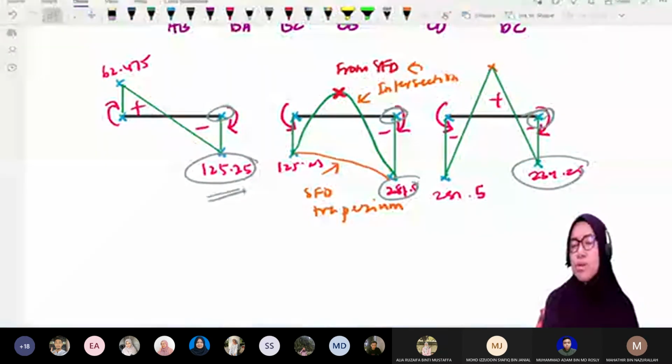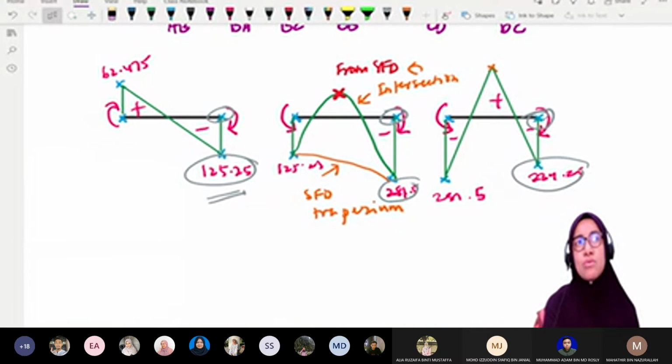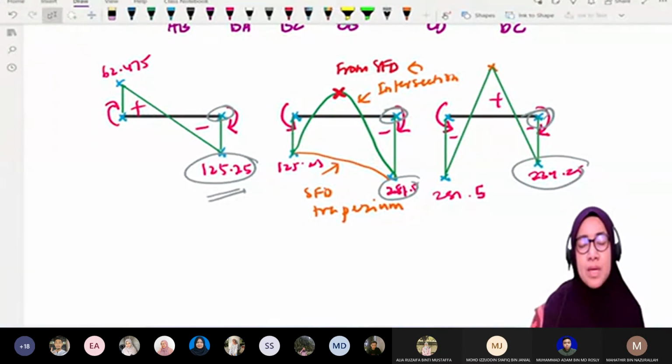Nanti flexibility method pun can continue with shear force bending moment diagram. Stiffness also can continue with shear force and bending moment diagram. And anyway, depend on the question lah. Okay, tapi for you to get familiar with shear force diagram and bending moment diagram. So bila nanti buat analysis of flexibility method dah dapat all the reaction, boleh juga continue draw shear force diagram and bending moment diagram untuk practice a lot lah, so that you boleh always remember this knowledge because this is very very important.